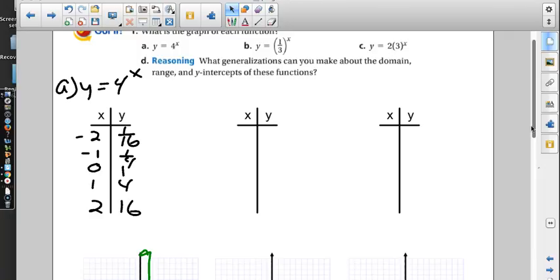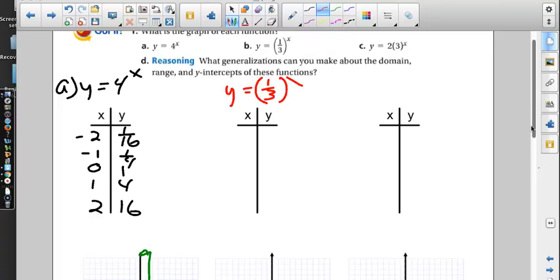Now B is different. This is definitely different. That can't be growth. 1/3. That's a fraction between 0 and 1. That's not growth. This is going to be decay. Exponential decay. So this will be an interesting graph to look at because it's going to be different than the others that we just did. So we'll try again with our -2, -1, 0, 1, and 2.